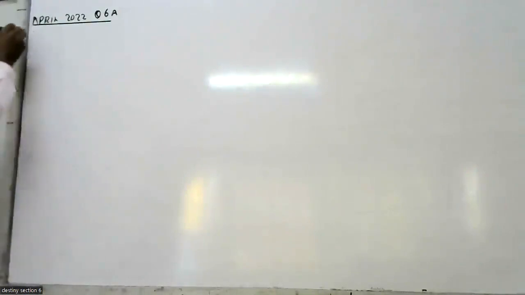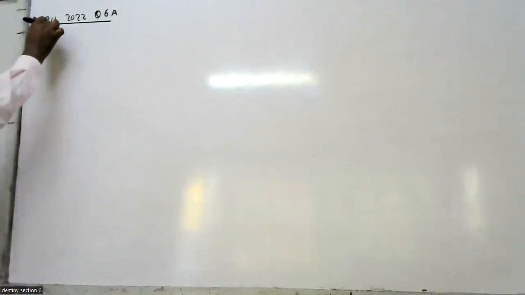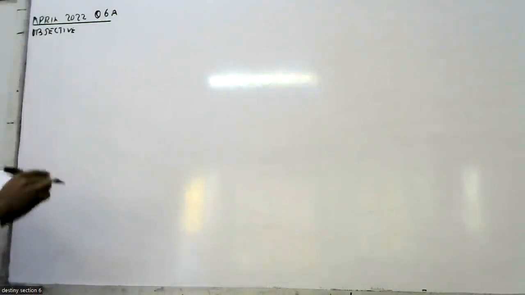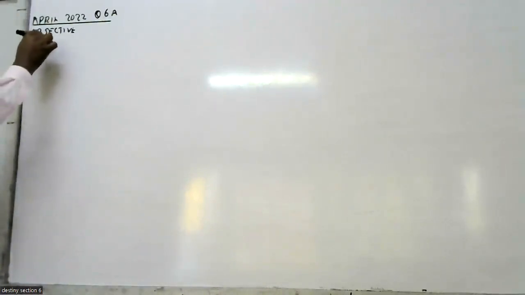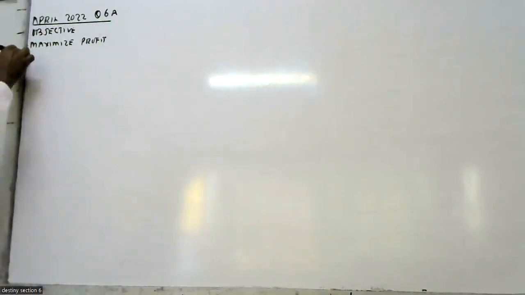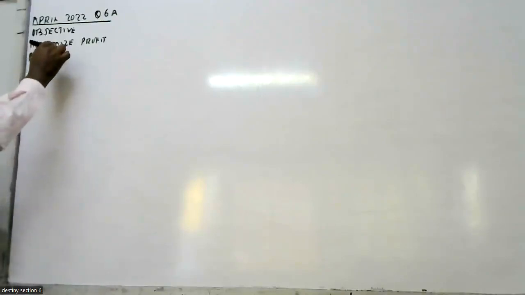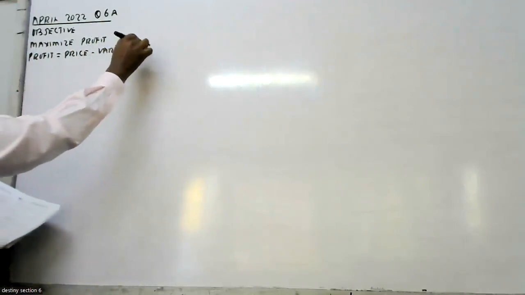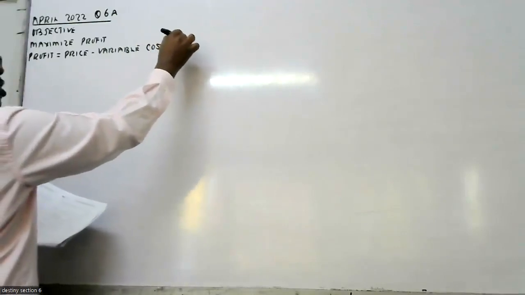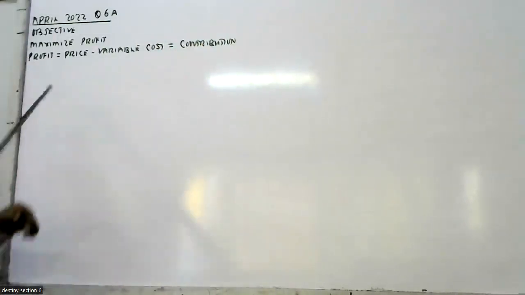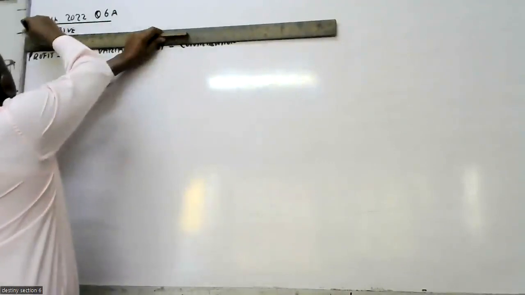So the first thing is to know the objective. Anytime you see there is the selling price and the cost, the objective is always to maximize the profit. And I have told you profit is the price minus variable cost, and this is the one we call contribution.